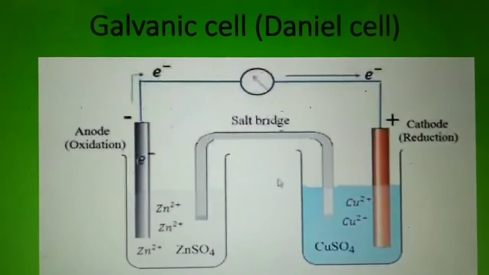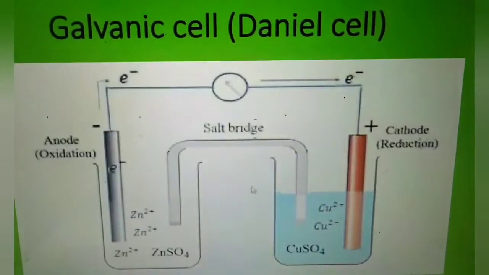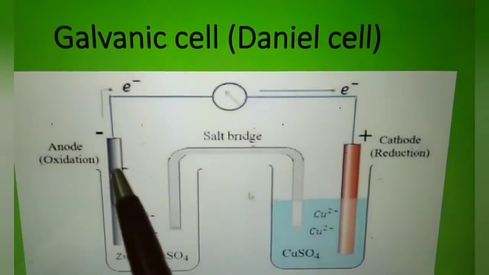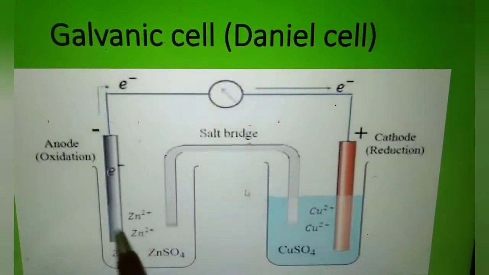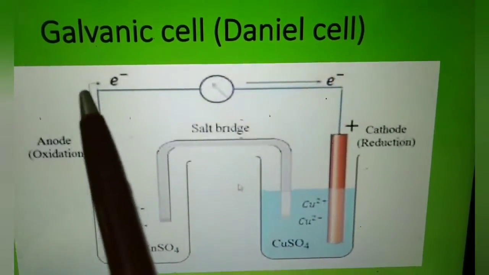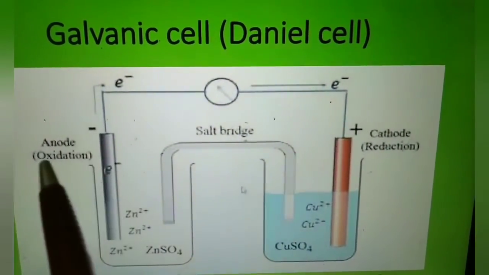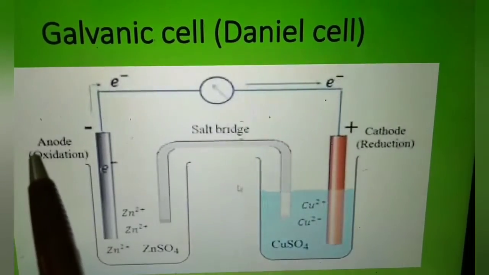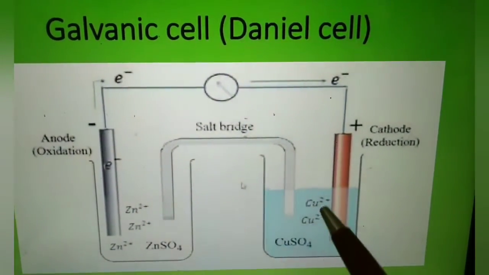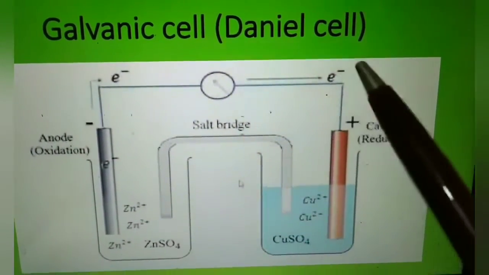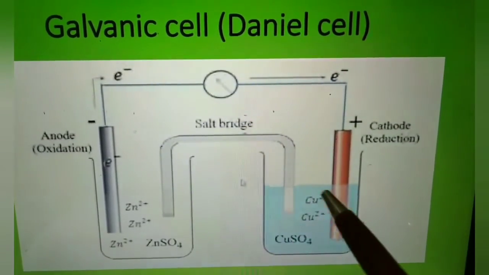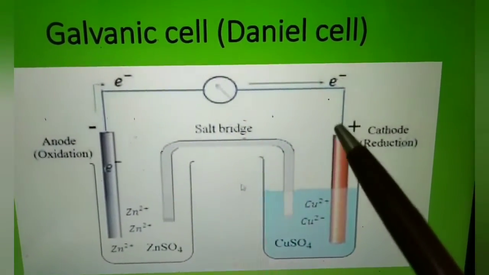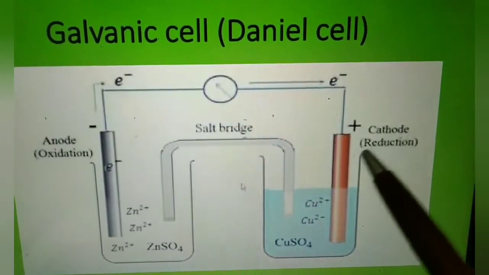In this cell, a spontaneous redox reaction takes place. In the zinc electrode, oxidation takes place by the liberation of electrons, so this is the negative electrode or the anode. Similarly, reduction takes place in the copper electrode by the acceptance of electrons from the external circuit, so it becomes the positive electrode or the cathode.